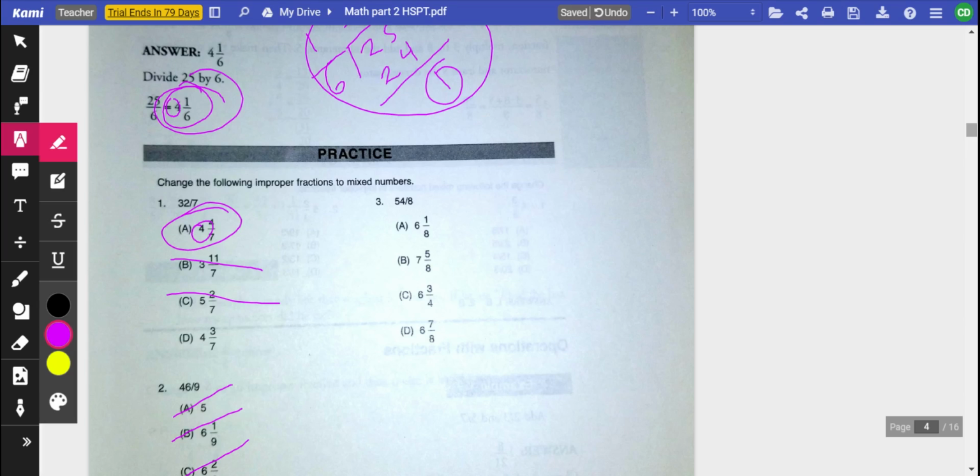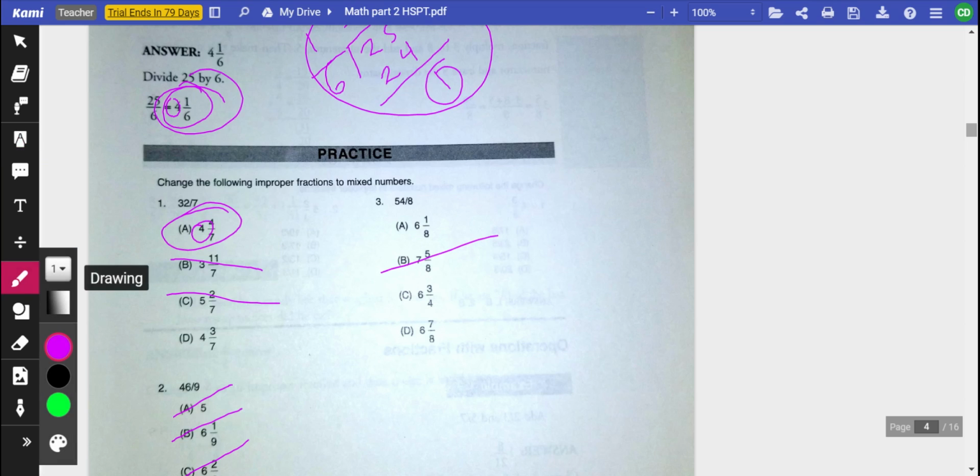We have 54 divided by 8. What's the closest number to 54 that we can get with 8? We can get 48, right? 6 times 8 is 48. And then 8 times 7 is 56. It's a little too high. So we're going to get rid of 7. We know that's not an option. It's too high. So it's going to be one of these 3.